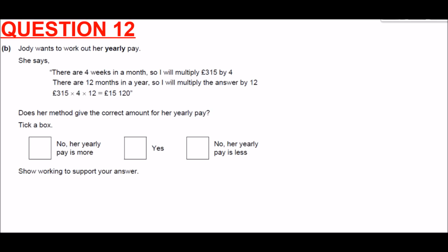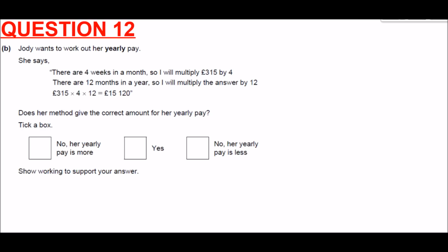Part B, Jodie wants to work out her yearly pay. And what she says is there's 4 weeks in a month, so she's going to multiply 315 by 4 to find her monthly pay. Secondly, because there's 12 months in a year, she's going to then multiply that by 12. So that's her calculation here.